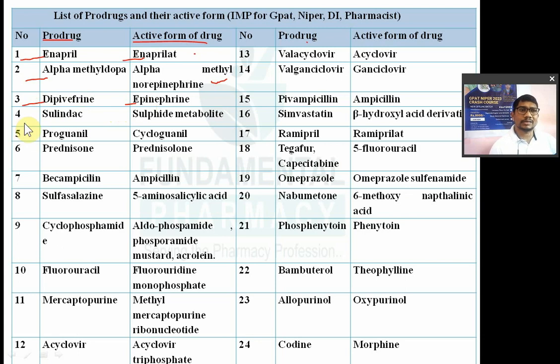Now another drug is there, Sulindac. Sulindac is a non-steroidal anti-inflammatory drug. It is used in the treatment of rheumatoid arthritis. Right? It is converted into one metabolite known as sulfide metabolite.